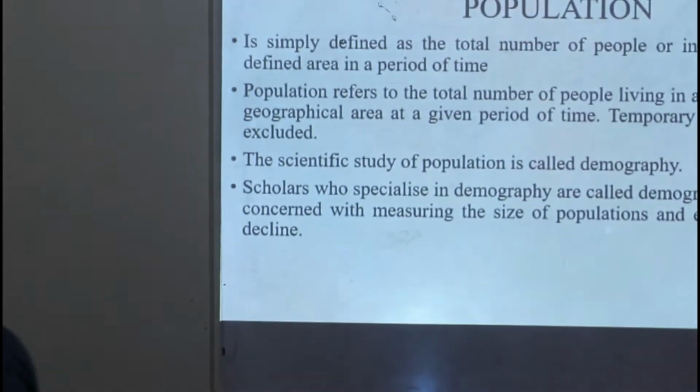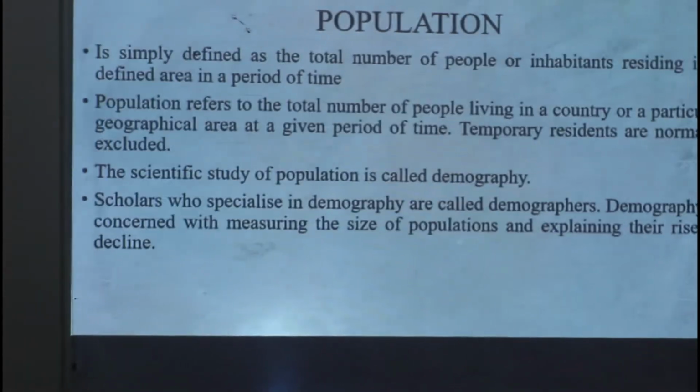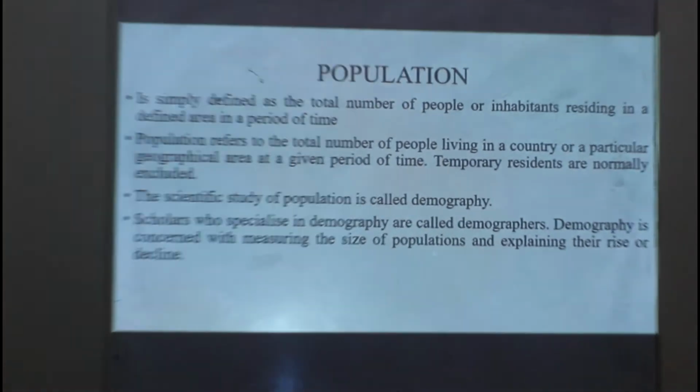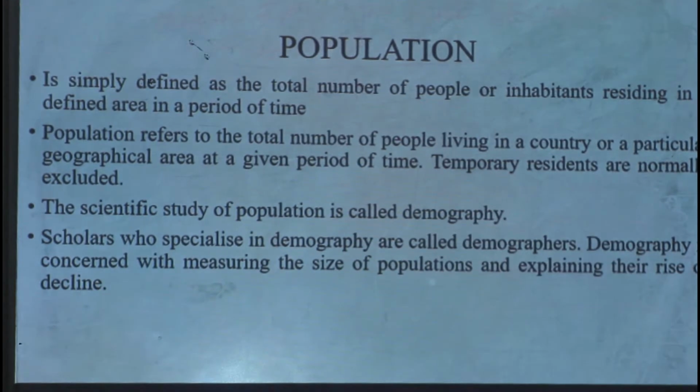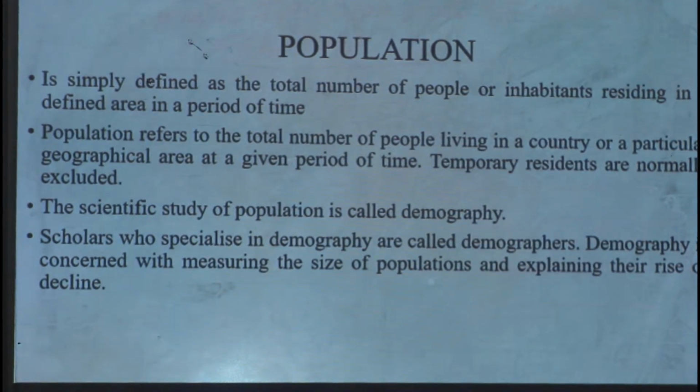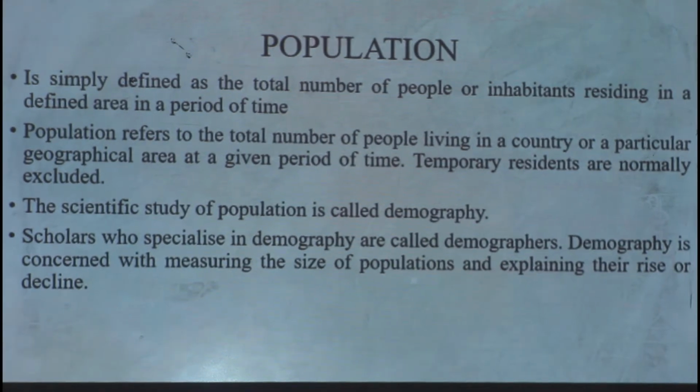I am sure you will be able to tell me the number of people in your family. When we say population, we are simply saying the total number of people or inhabitants residing in a defined area in a period of time. Population can also be explained as the total number of people living in a country or a particular geographical area at a given period of time. Temporary residents are normally excluded when we are defining population.